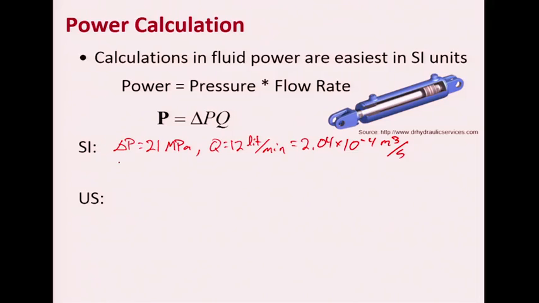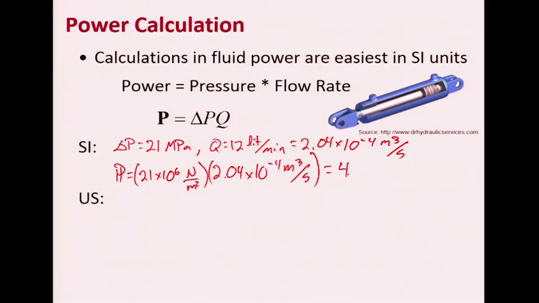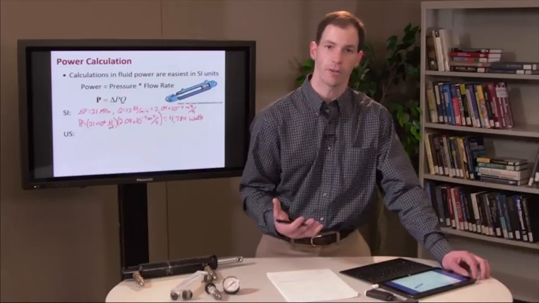So now when I do my power calculation, this is just equal to the pressure drop times the flow rate. So my pressure is 21 times 10 to the 6th pascals, which is a Newton per meter squared. Multiply this by my flow rate, which is 2.04 times 10 to the minus 4th cubic meters per second. I multiply these together and I end up with just over 4 kilowatts, 4,284 watts.